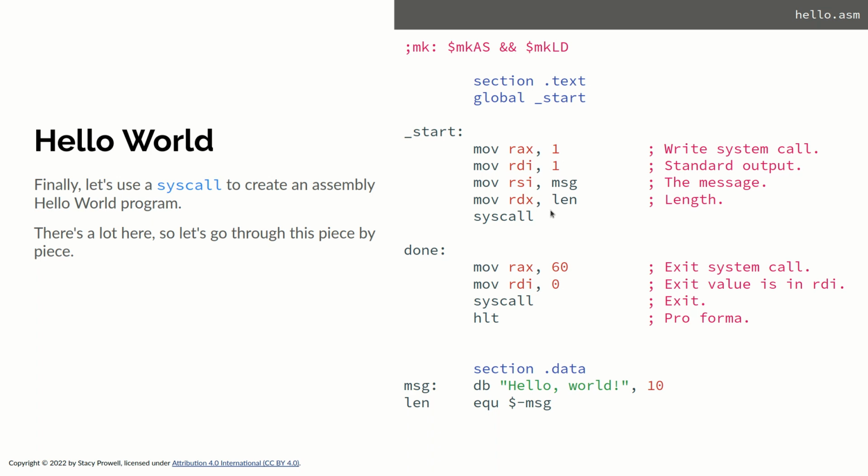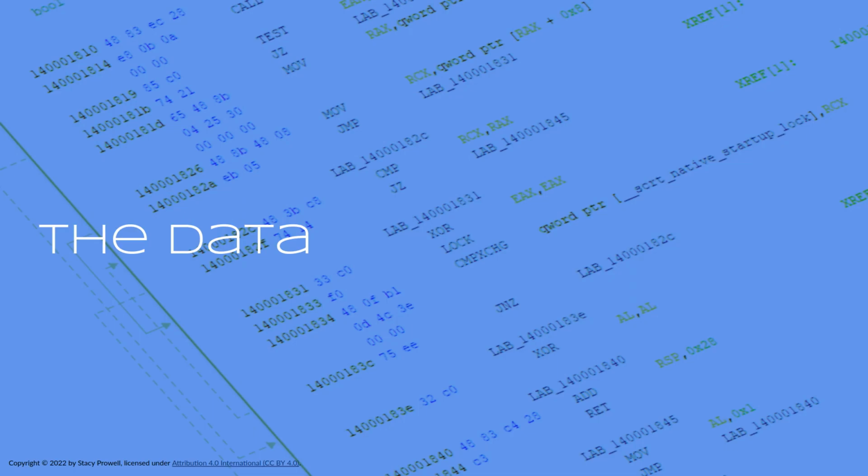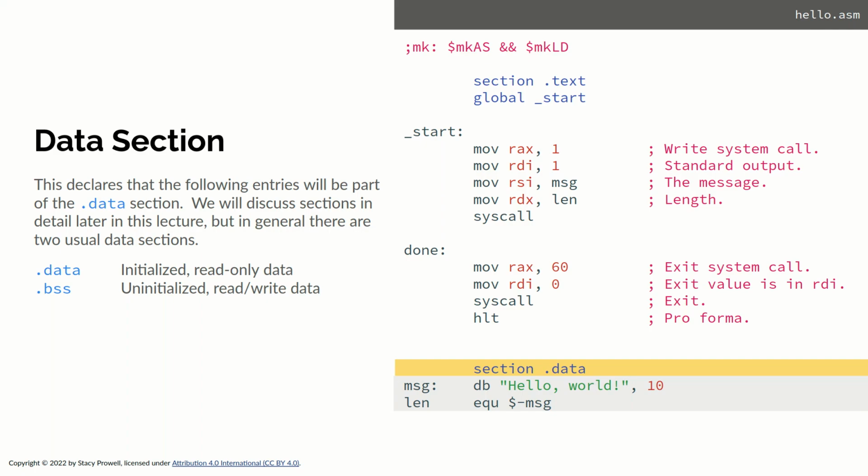Let's go through this piece by piece and look at all of it. First, we'll take a look at the data. So down here at the bottom, we have something that says section data. Now we're going to talk in detail about what sections are, but for right now, let's just say that a section is a contiguous block of instructions and data. And in this case, it's just data.